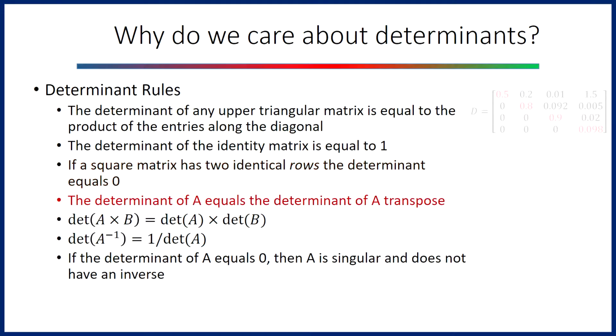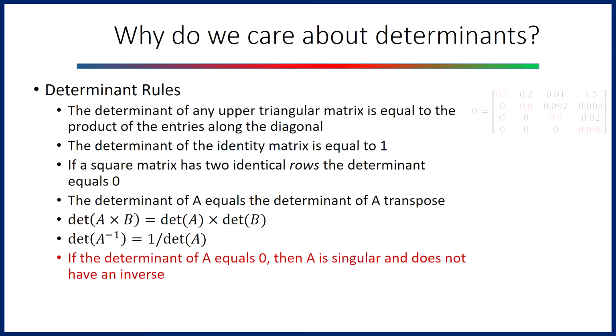This is related to the linear independence of a matrix, which is something we will talk about later in the course. The determinant of A is also always equal to the determinant of A transpose, and the determinant of a square matrix A times another square matrix B is equal to the product of the determinants of those 2 matrices. The determinant of the inverse matrix of A is also equal to 1 divided by the determinant of A. And in what might be the most important rule of determinants, if the determinant of A equals 0, then A is singular and it does not have an inverse.